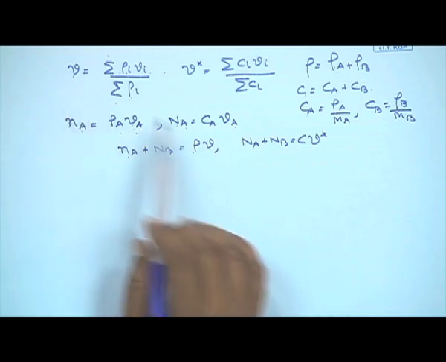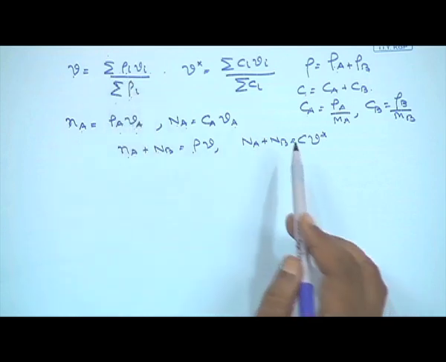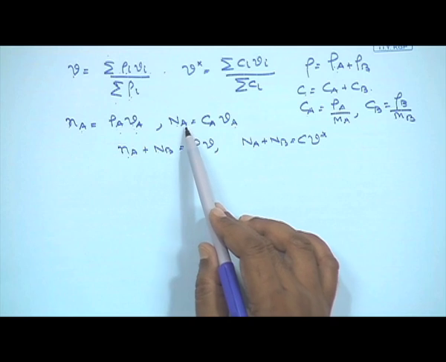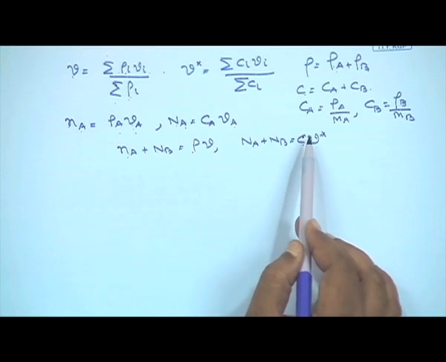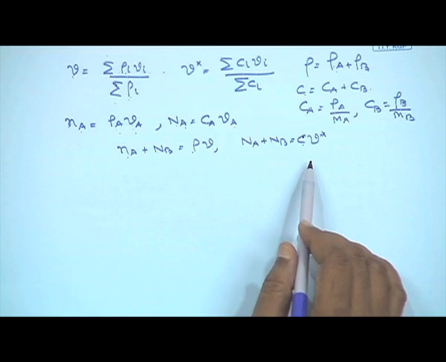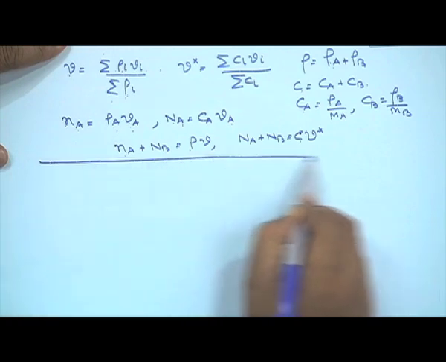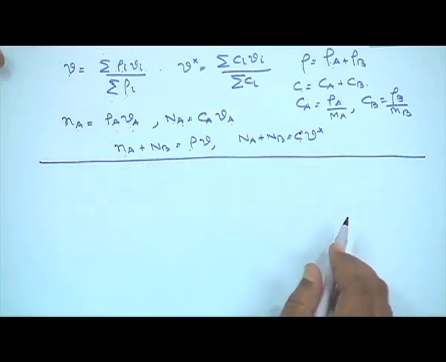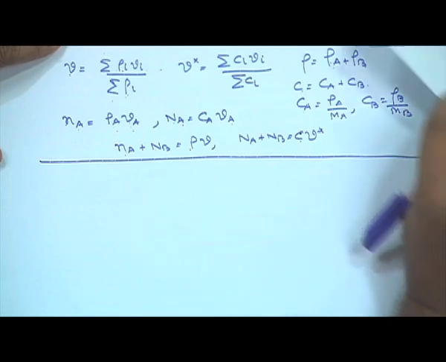So, this follows directly from the definition of V, and in a similar way, if you find Na plus Nb in molar terms, it is going to be C, the total molar concentration, multiplied by the molar average velocity V star. These are standard forms which we will use subsequently, but I thought it is important that we have this presented once again.